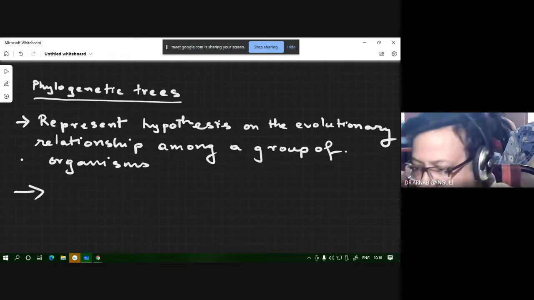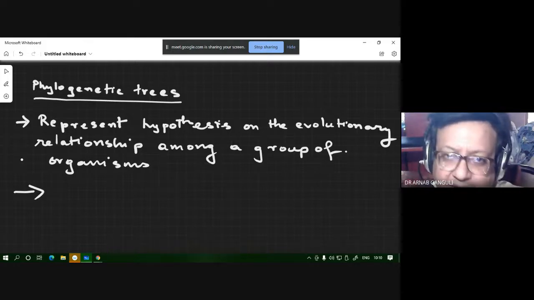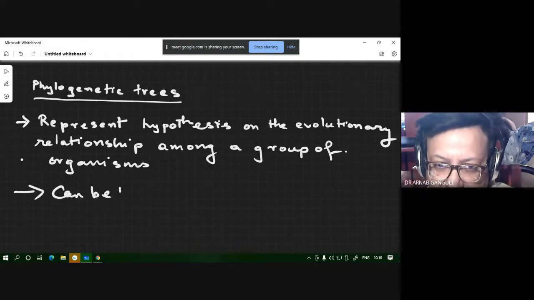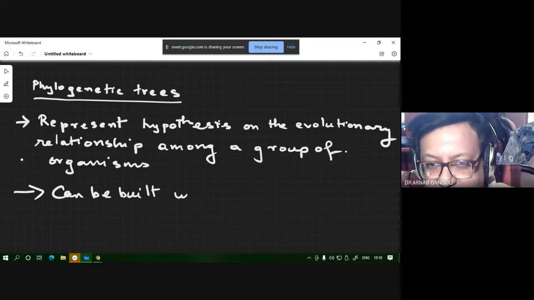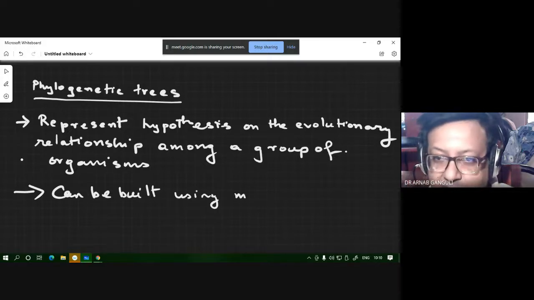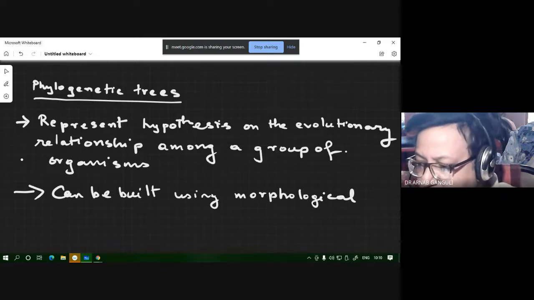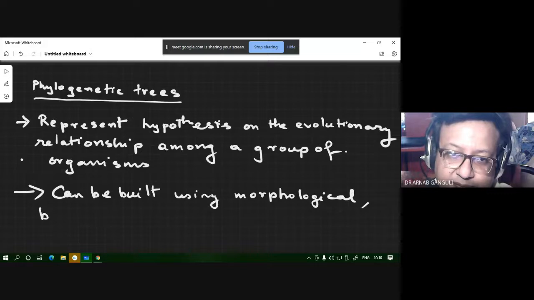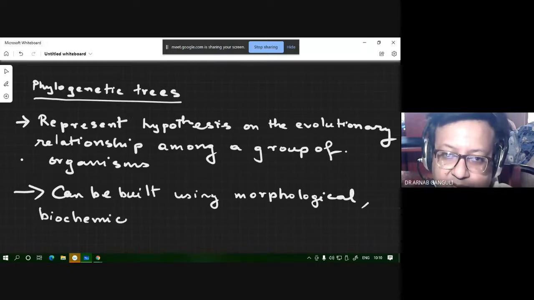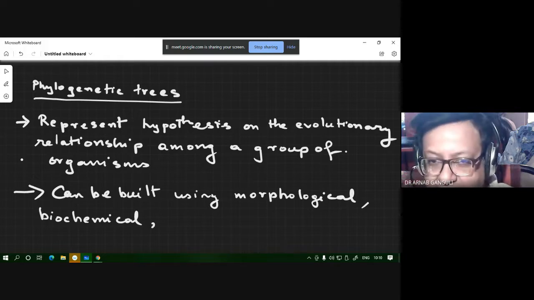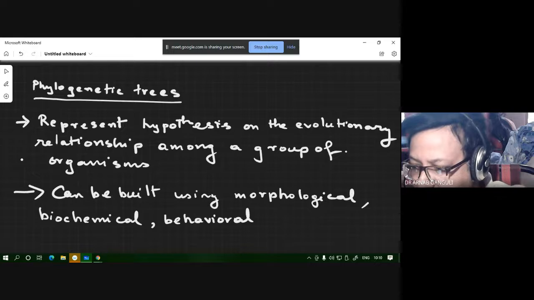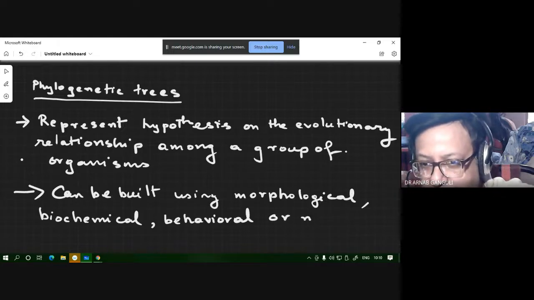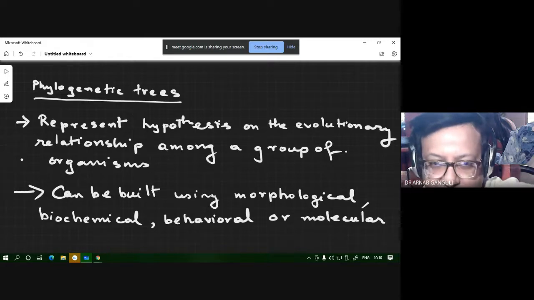The second thing is that this phylogenetic tree can be built using morphological, body shape and features, biochemical, behavioral, or molecular features.